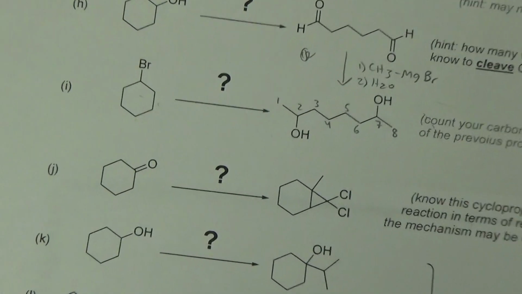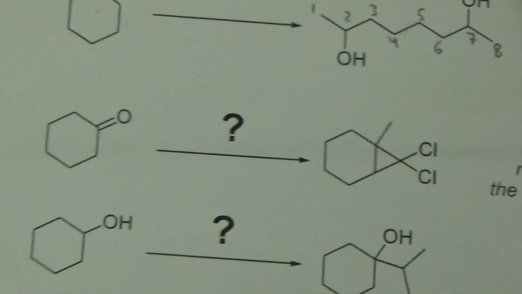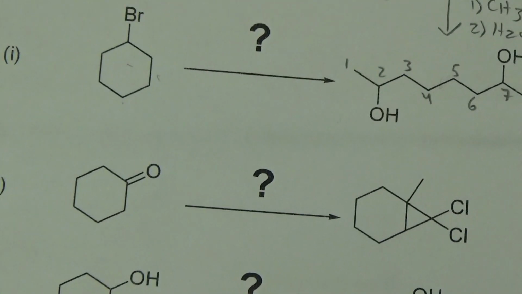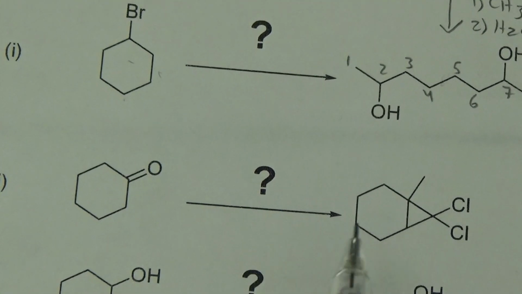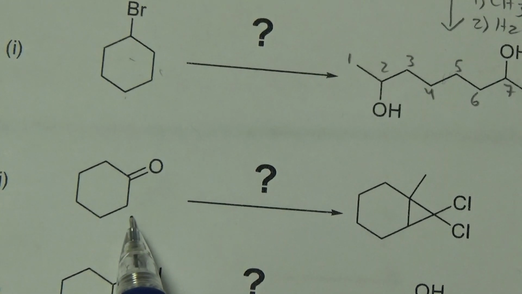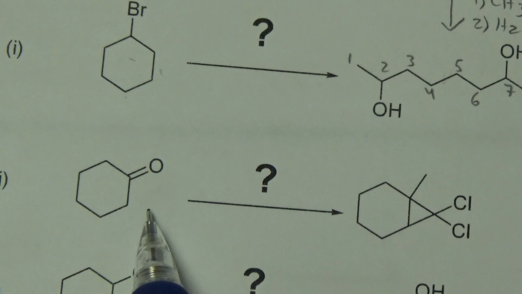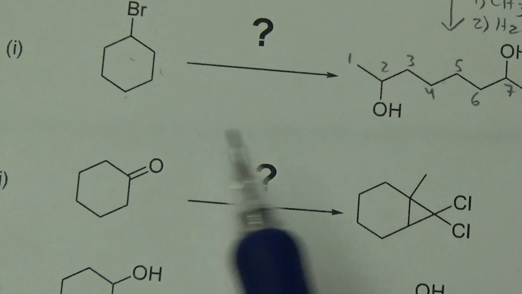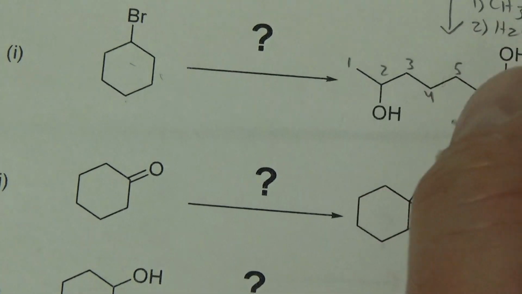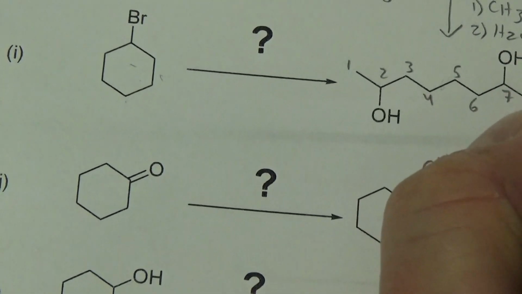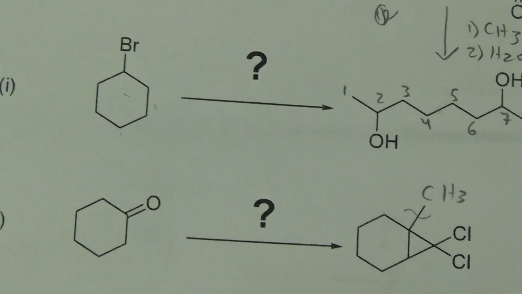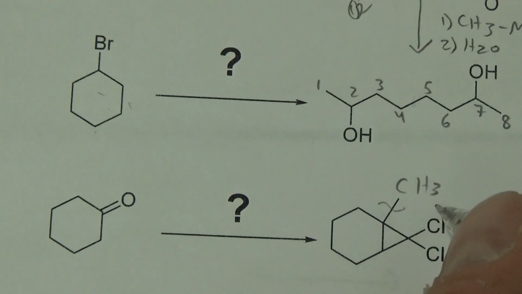Okay, let's try the next one. I think it's problem J. It looks really scary. Maybe the product might look scary to you. I mean, it's a simple ketone and we've got a couple things going on. It looks like we're adding a methyl somehow. We're also adding this weird cyclopropane thing.